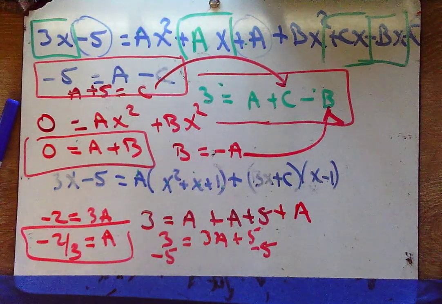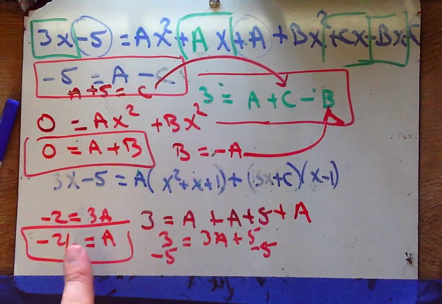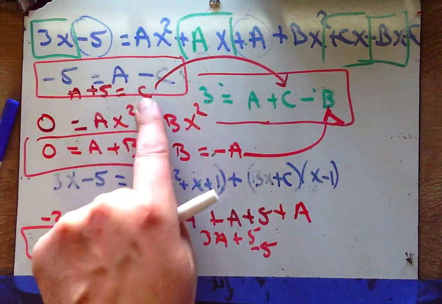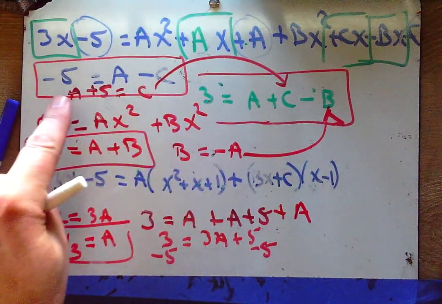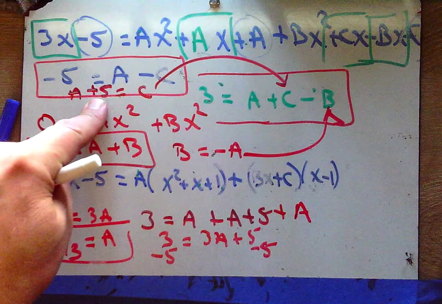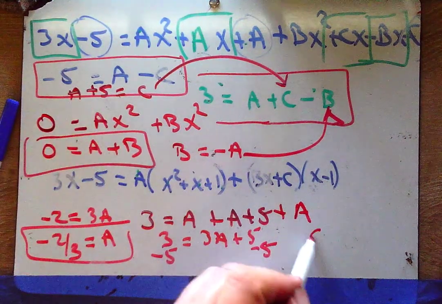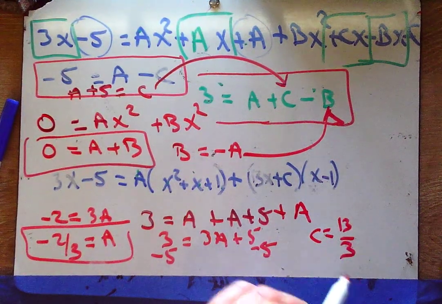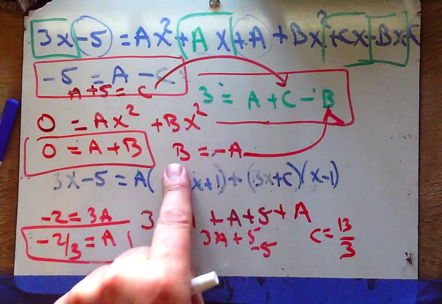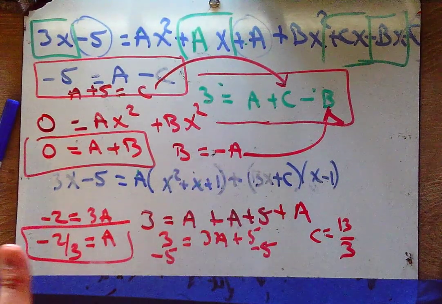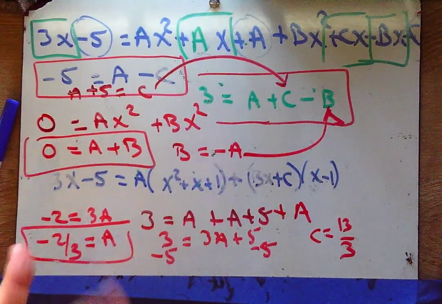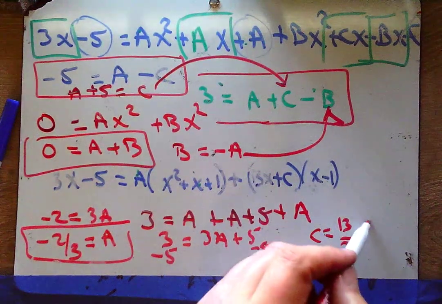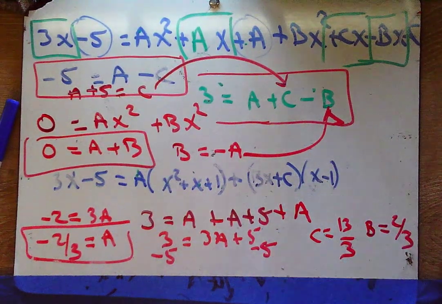And now I still need to find b and c. If I take this a value and plug it in here, because this says c equals, I'm going to have negative 2/3 plus 5, which is going to be c equals 13/3. And here, I know that b equals negative a. This is a. Negative a flips the sign, and I end up with b equals positive 2/3.